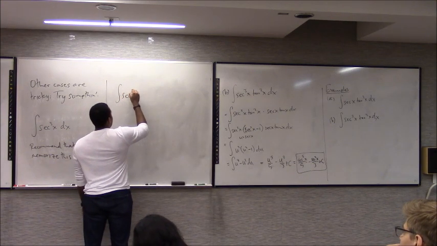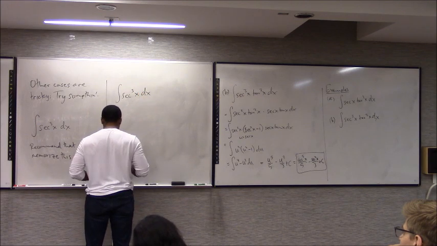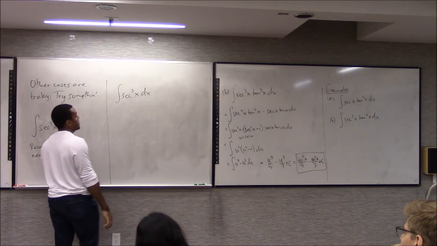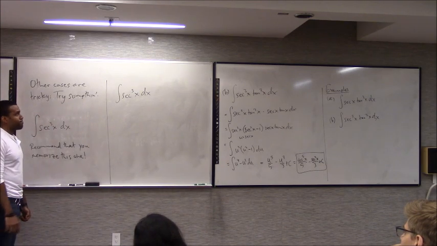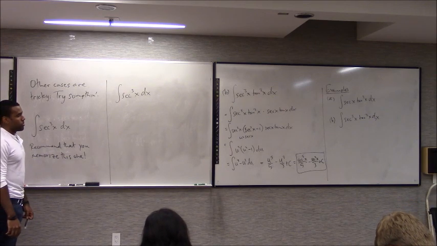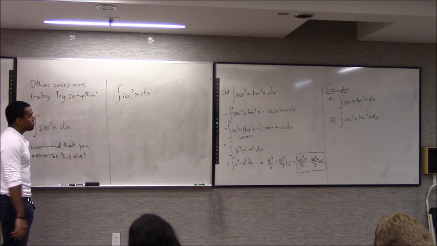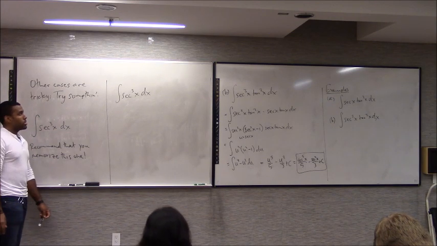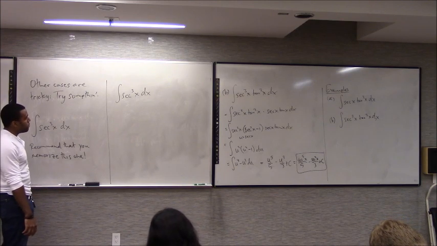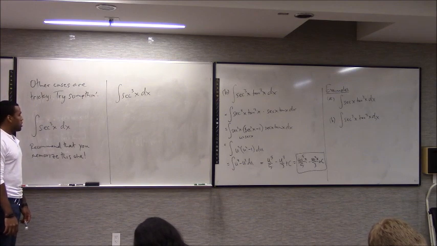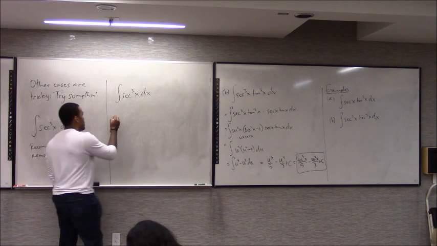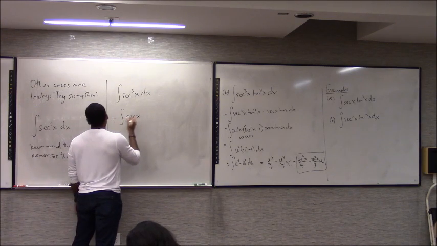Any guesses for how to approach this one? We have an odd secant. What can we do with it? The derivative of secant is secant tangent. The derivative of tangent is secant squared. None of the other trig functions really give a secant or a tangent when you differentiate them. So the first step would probably be, like I said, try something.